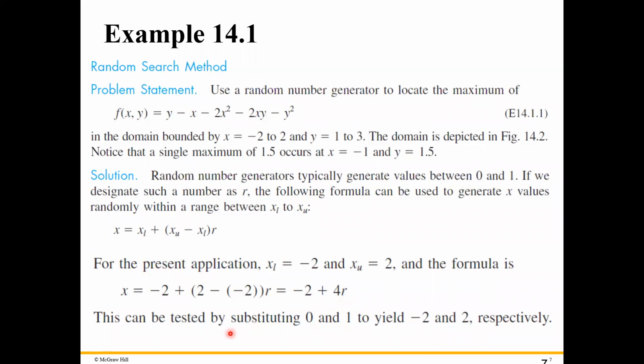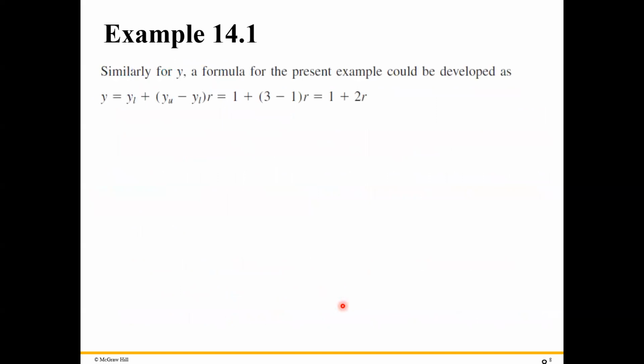This can be tested by substituting 0 and 1 to yield minus 2 and 2 respectively, because 0 is one random number and 1 is another random number. Remember that this random number will always be between 0 and 1. Programs such as Excel and Matlab have specific functions to generate random numbers.